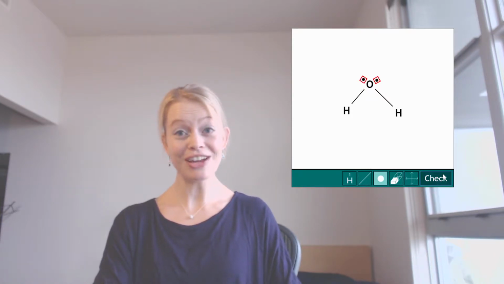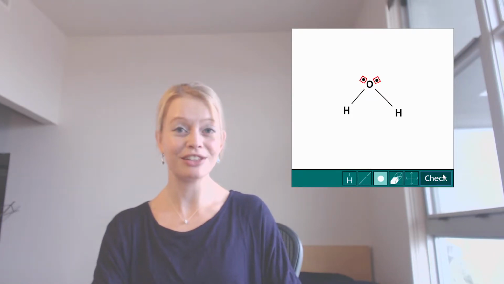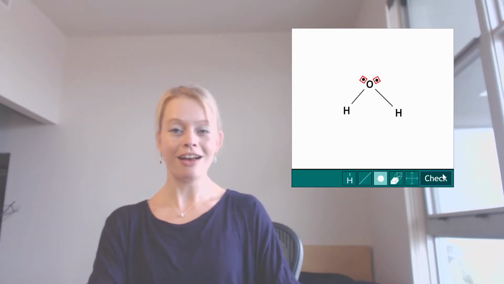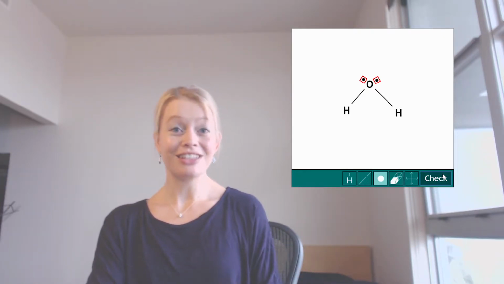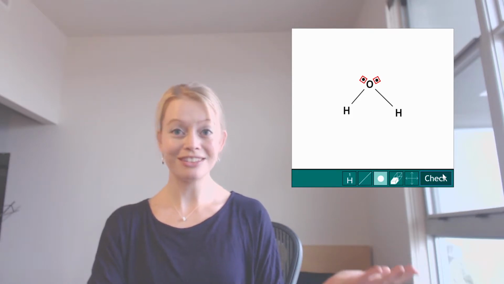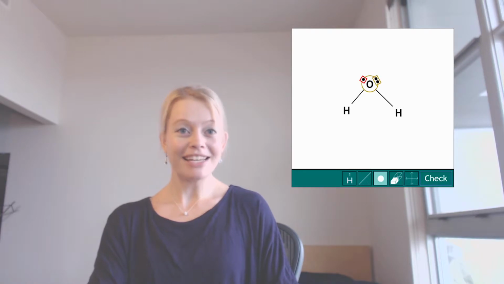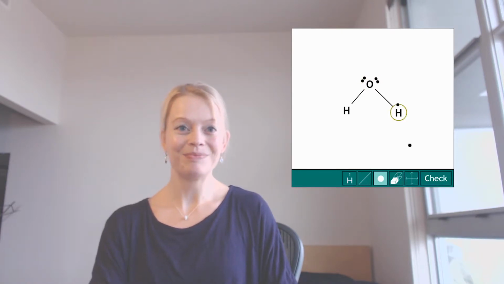When she submits her answer but made a mistake somewhere in the drawing, ChemTutor highlights what it is that she got wrong and also gives an error message. In this case, ChemTutor would tell the student that she didn't draw enough electrons. And then she can go back in and fix that mistake.